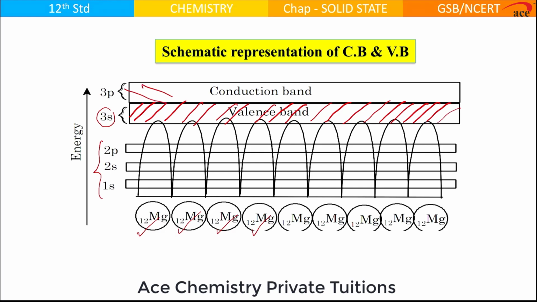Now, the 3p orbital of magnesium is empty. That 3p orbital of magnesium, which is empty, gives rise to a conduction band. And what you are able to realize is that in magnesium, the valence band and conduction band are so close to each other that the electron from 3s can easily jump to 3p by absorbing heat energy of the surroundings. So, the difference is very small. So, an electron can easily go from a filled valence band to an empty conduction band at any given moment of time, making magnesium an electrical conductor. So, this was a schematic diagram to understand valence band and conduction band.